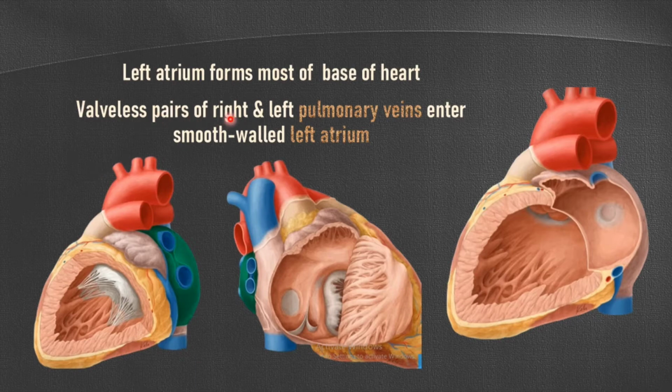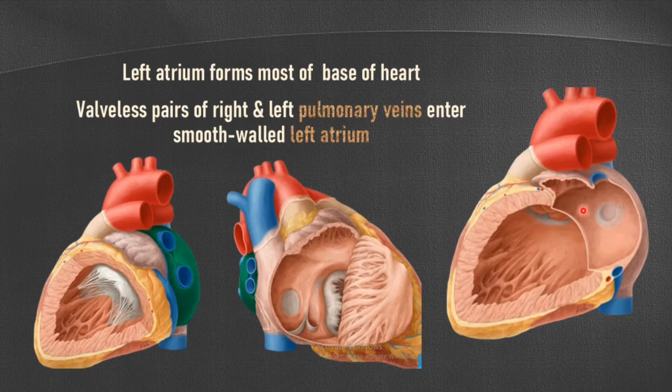A valveless pair of right and left pulmonary veins enter the smooth-walled left atrium. As you can see, this is the left atrium. It has two sides: the posterior wall, which is smooth, and the anterior side, which has been removed, but part of it you can see is rough due to the presence of pectinate muscle. So this is the rough anterior wall, similar to the right side, and this is the posterior smooth wall and this is the anterior rough wall, right?